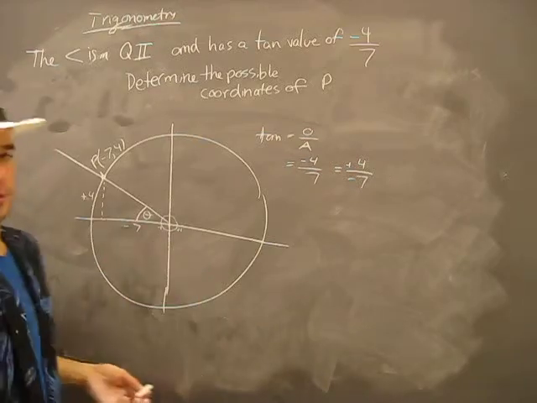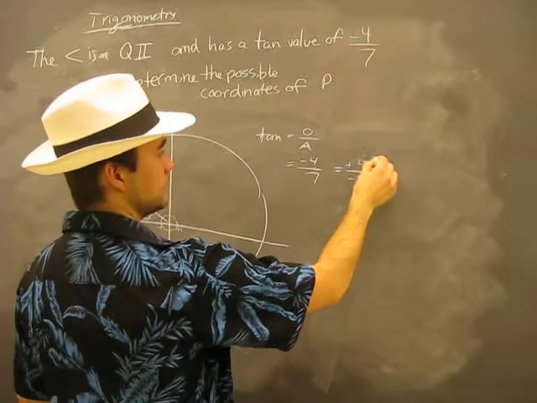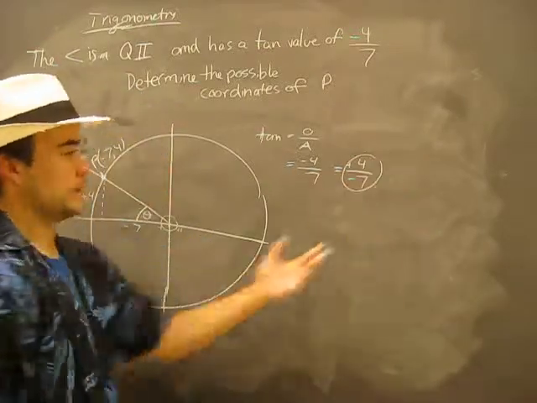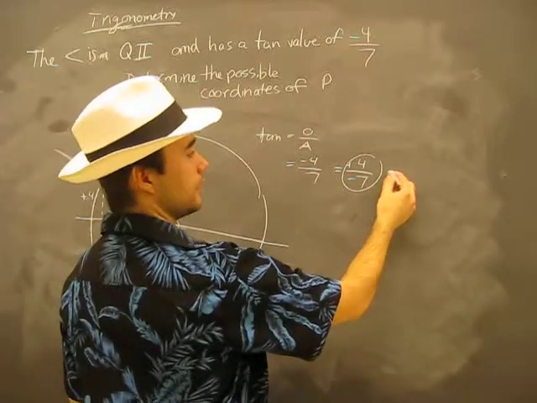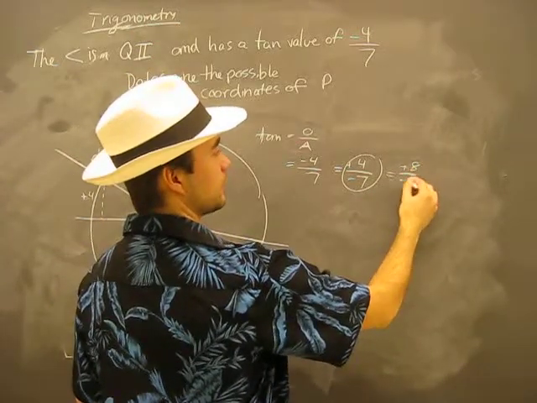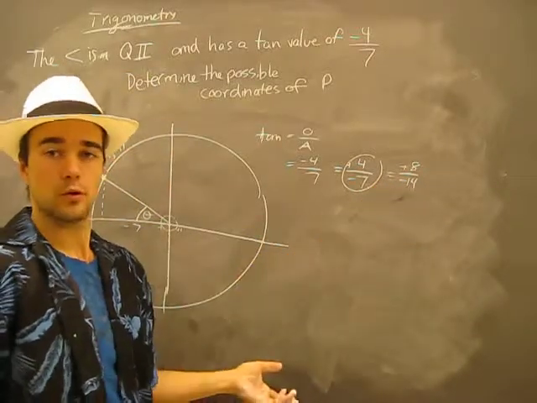So what are other possible coordinates of P? Well, this is the ratio. We need to keep this ratio standard. So what's another way of writing this ratio? That's the same as 8 over -14. As long as this ratio is true, then we can find another coordinate of P.